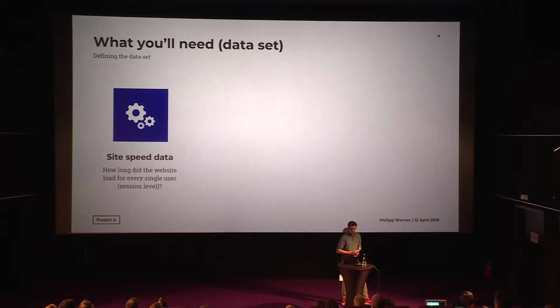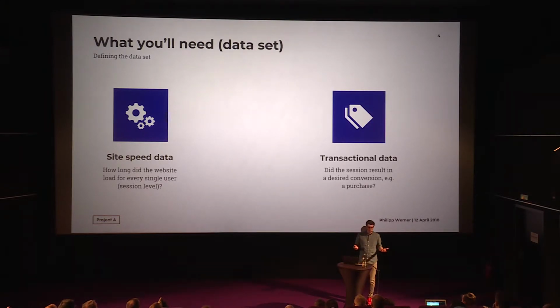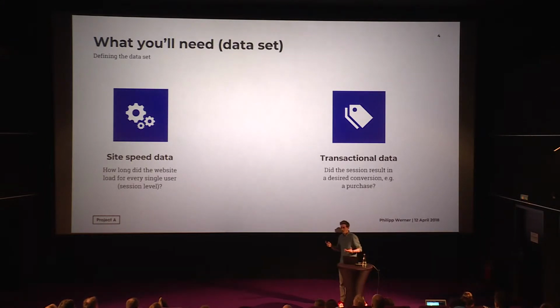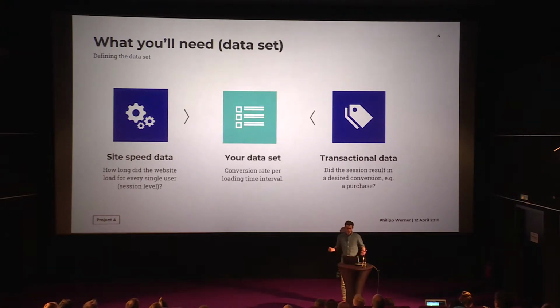So first thing that we needed when trying to answer these two questions of Christian is a data set, right? So on the one side, we need site speed data, ideally on session level, answering the question, how long did the website load for each individual user? And then transactional data. So did the session of this user result in a conversion, let's say a purchase? The right one is fairly easy to get. Usually you have that. The left one is what was new to us, so we needed to find out what is this even, and how do we get it? And then combining that to our data set, where we can calculate the conversion rate per loading time interval.